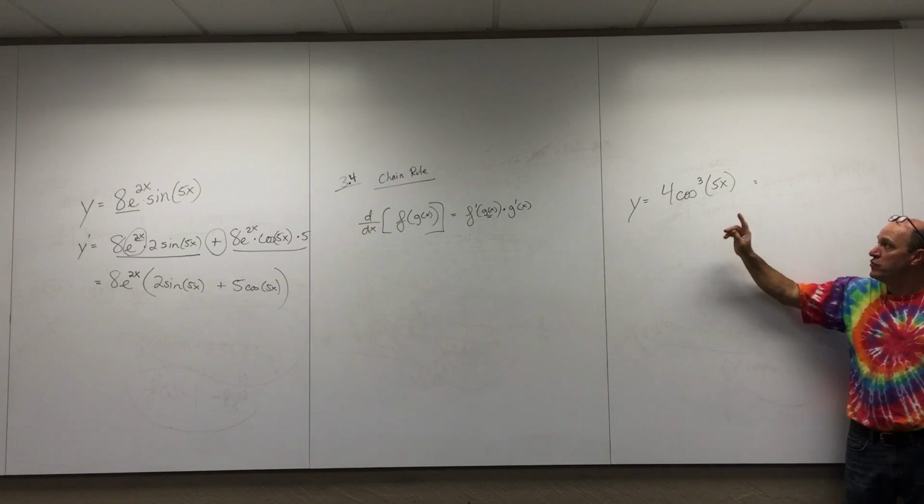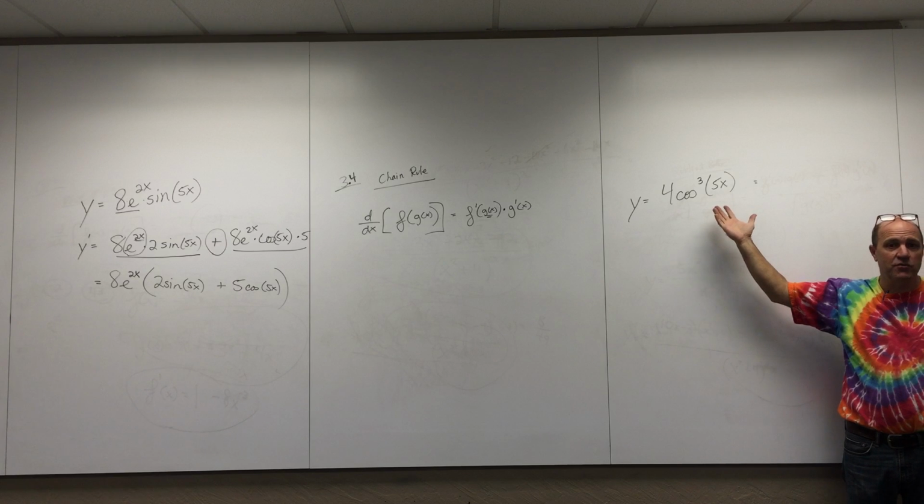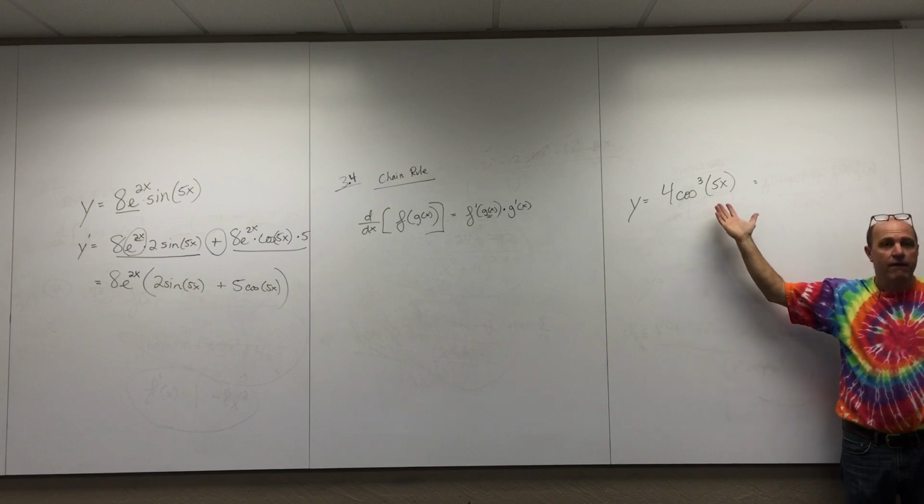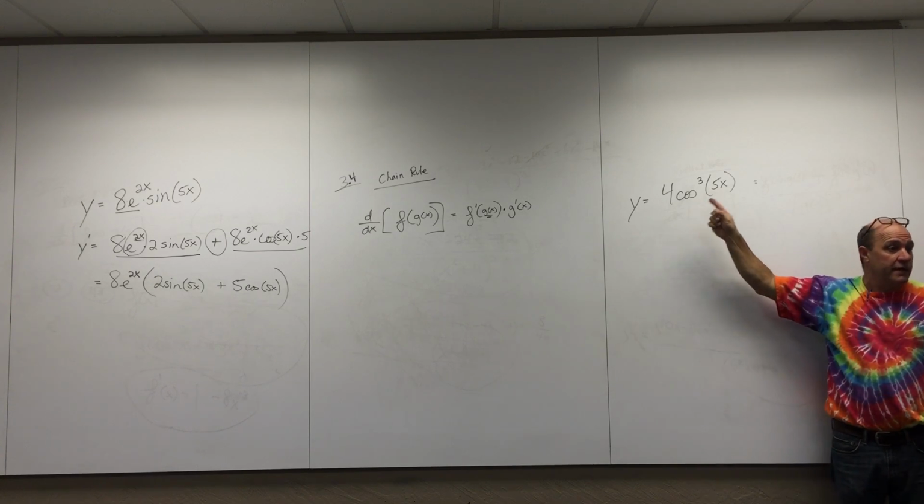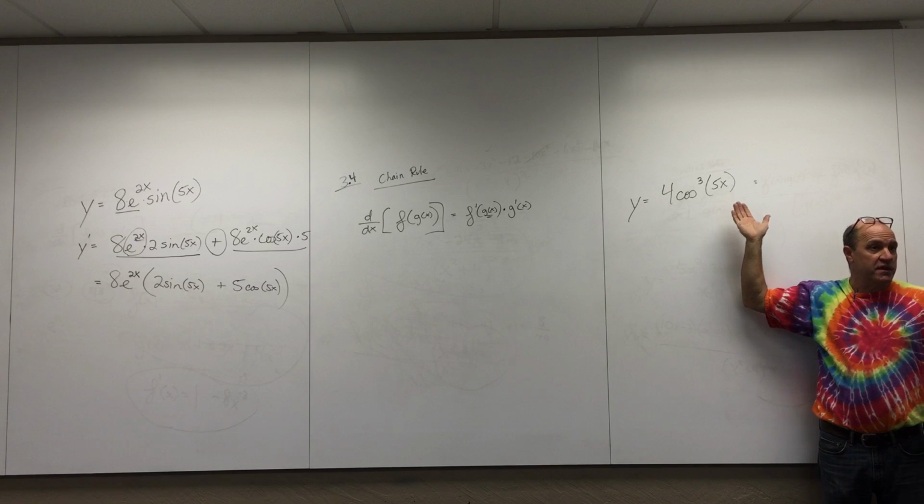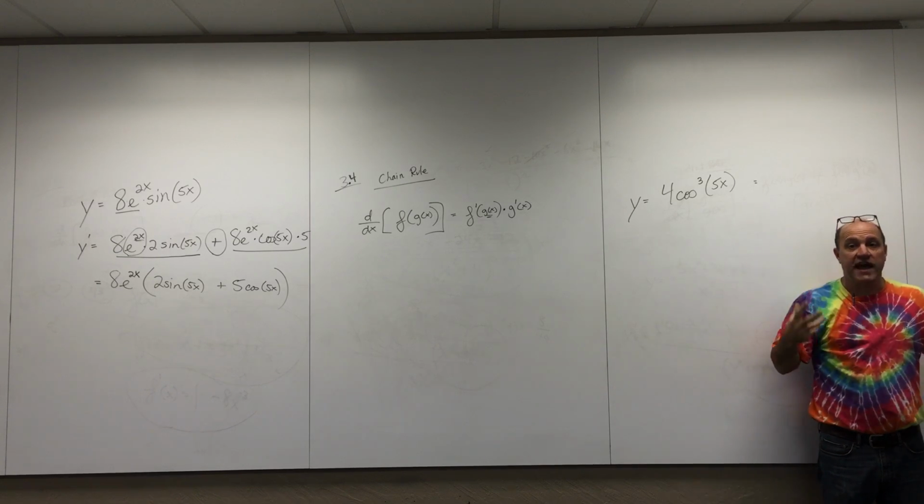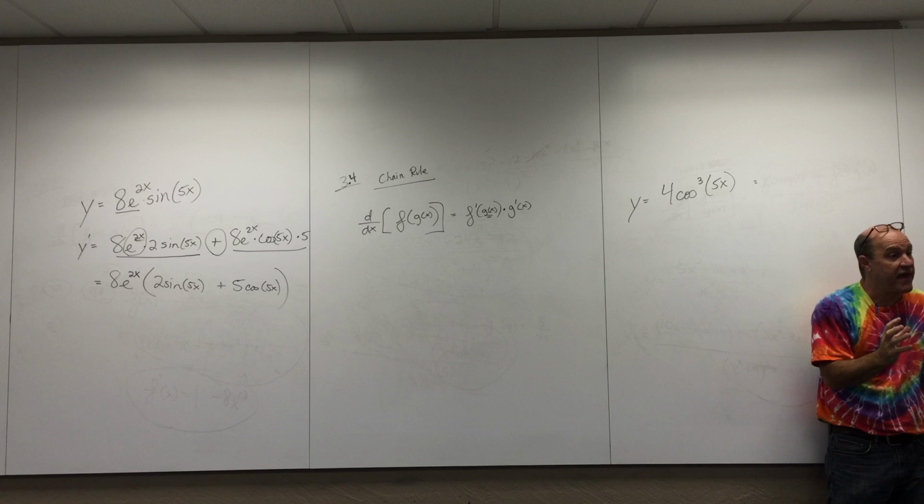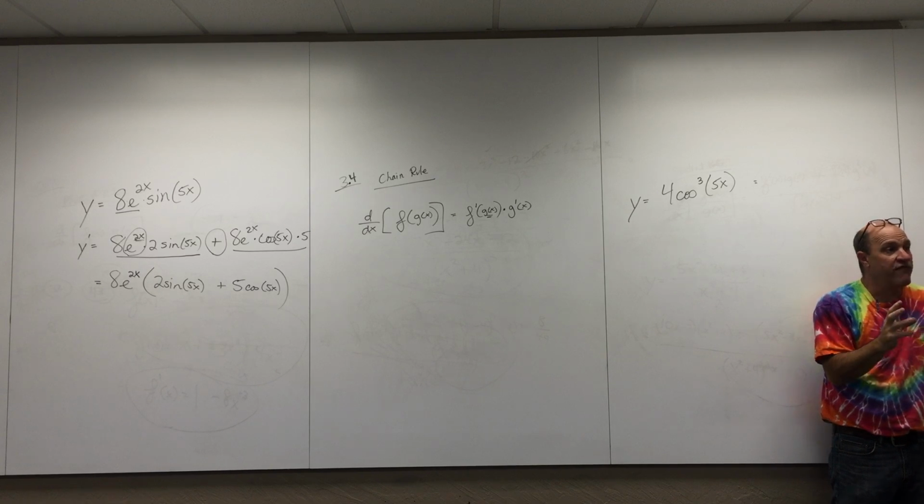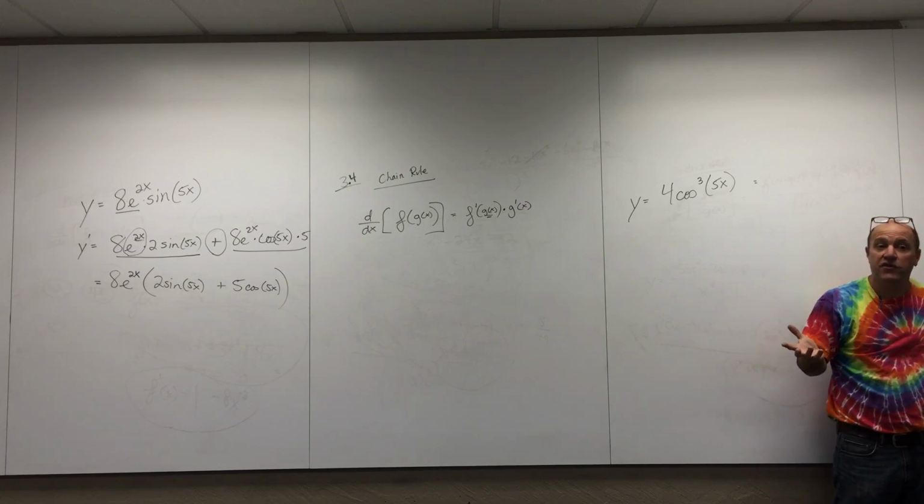Well, let me ask you this. Who's being cubed here? Okay, actually not the 4. So who's being cubed? The cosine function. The cosine of 5x. Yeah, cosine of 5x is a function and it's being cubed.